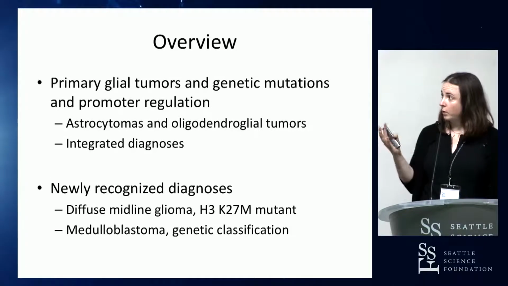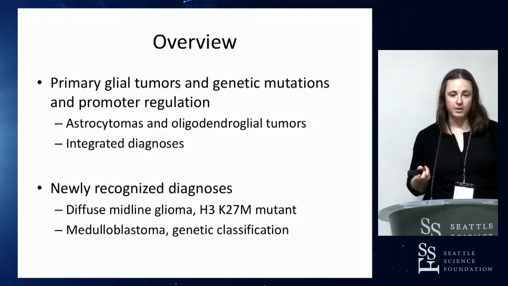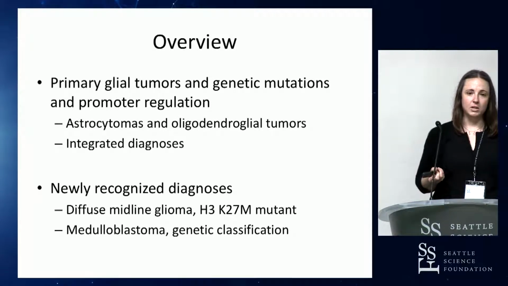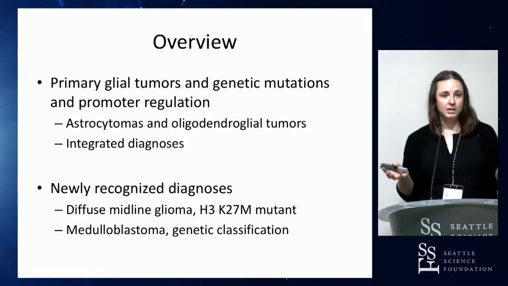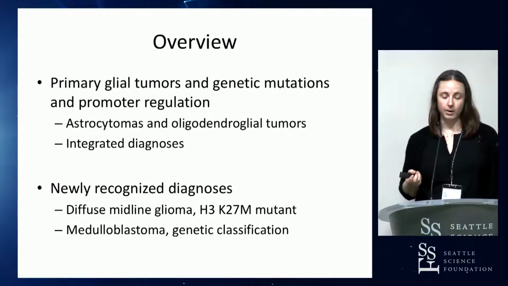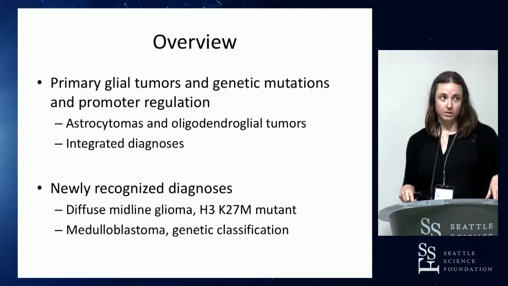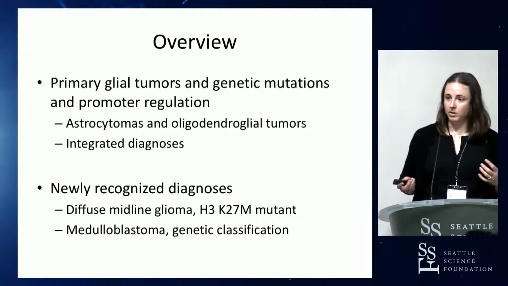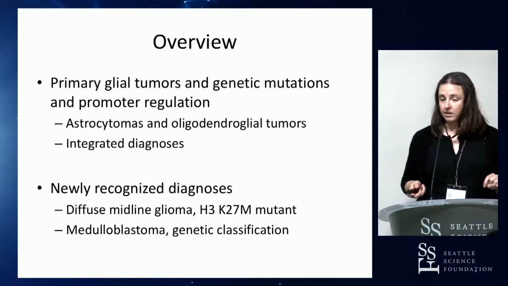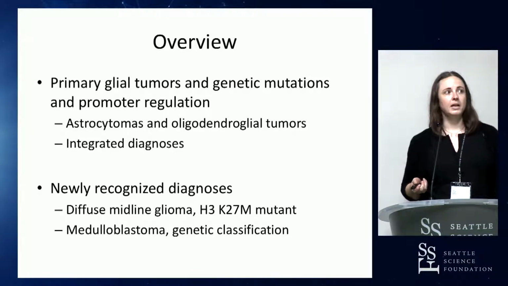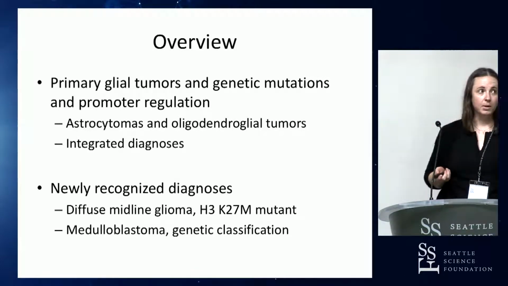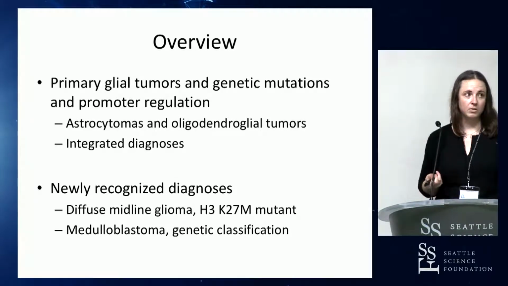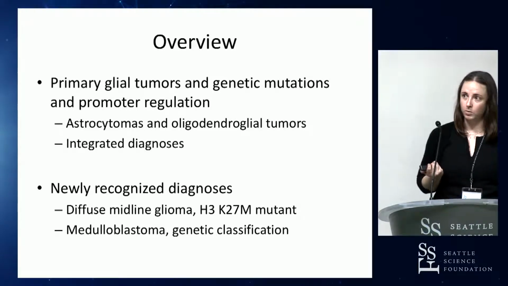But really the overview of what I'm going to talk about is going to be two parts. The first part, like I've alluded to already, are the primary glial tumors and genetic mutations that are commonly found in those. And that's, again, a big part of what we do. So these are our astrocytic tumors, as well as our oligodendrogliomas, and then talking about the integrated diagnoses, and that's really been the big shift in what pathology has brought recently to the field of medicine. And then talking about our newly recognized diagnoses, how we were able to split off diffuse midline glioma from our malignant glial tumors, and then also the genetic classifications of medulloblastomas.